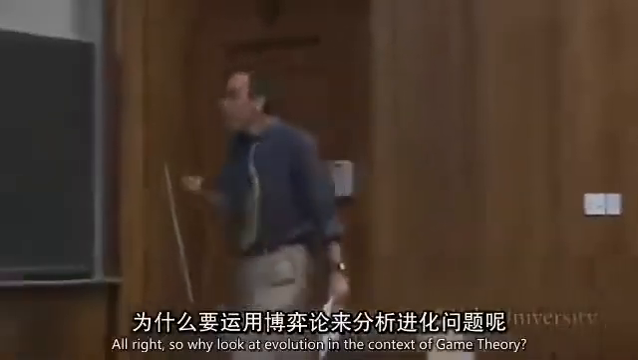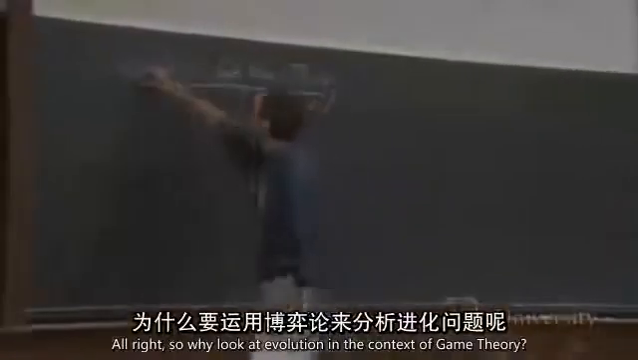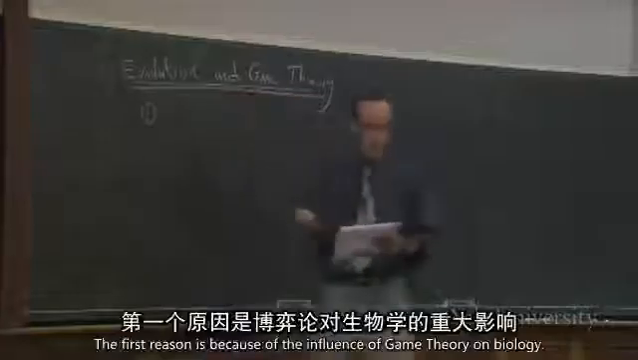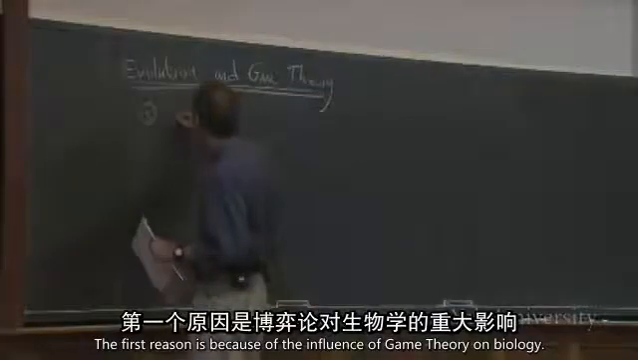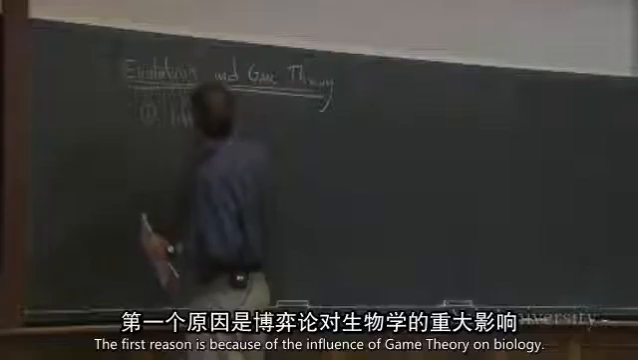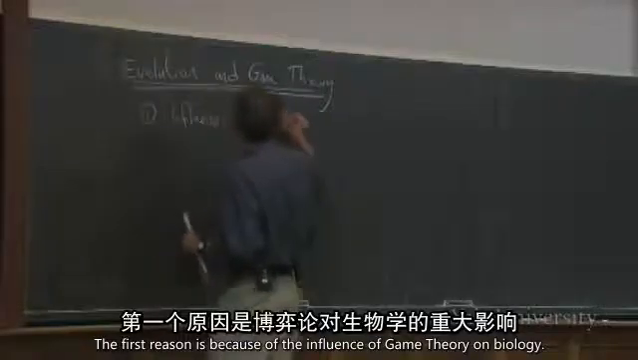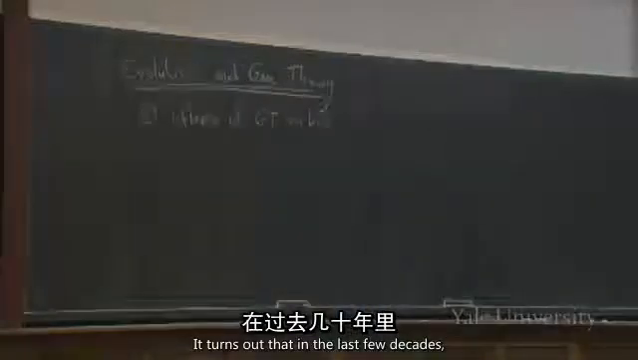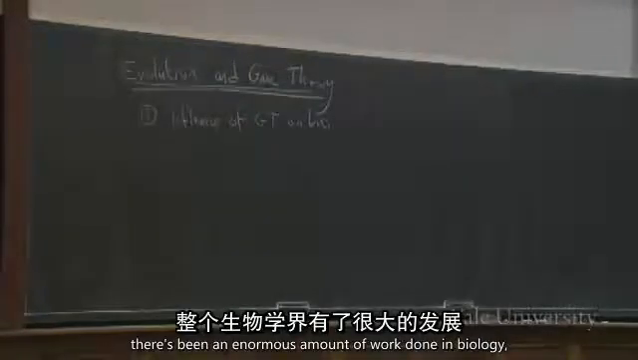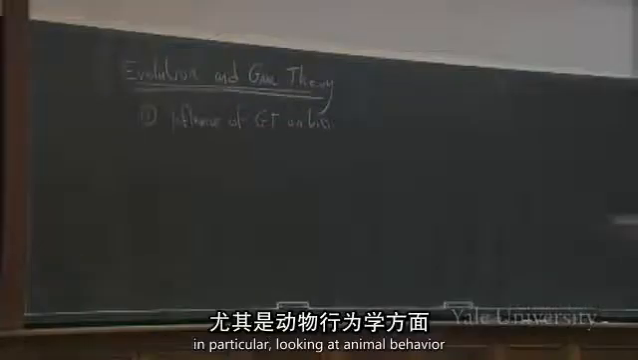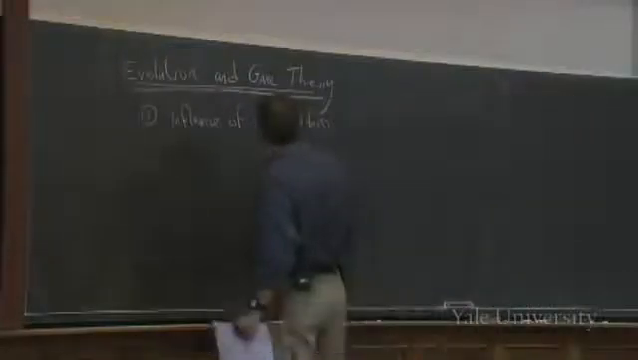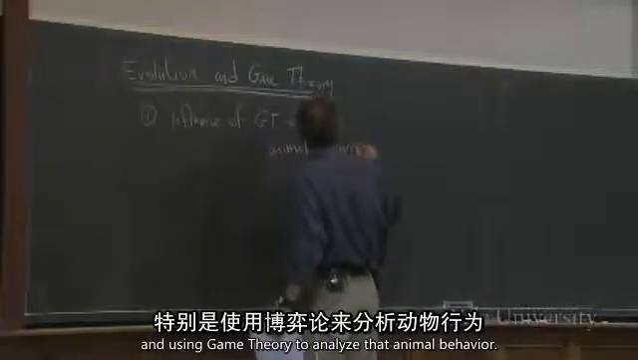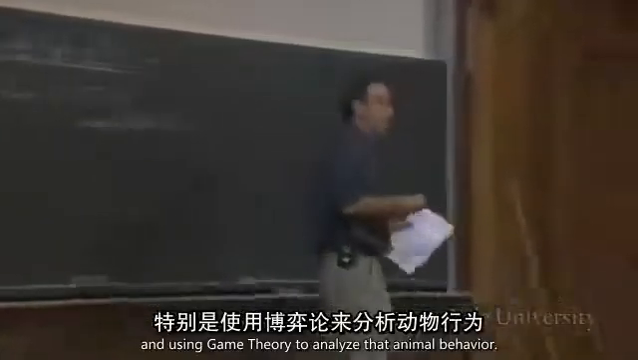All right, so why look at evolution in the context of game theory? There are really two reasons. The first reason is because of the influence of game theory on biology. It turns out that in the last few decades, there's been an enormous amount of work done in biology, in particular looking at animal behavior and using game theory to analyze that animal behavior.